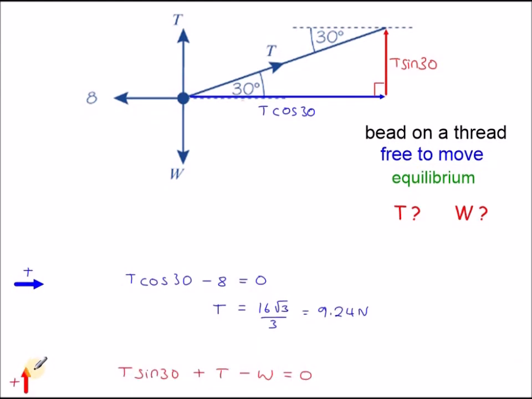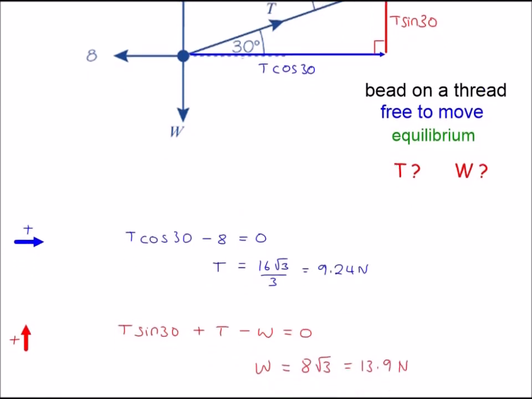Now resolving forces vertically, taking this as the positive direction, we have T sin 30 plus T minus W equals 0. Resultant force 0. Again, solve to work out W, the exact value, the rounded value.